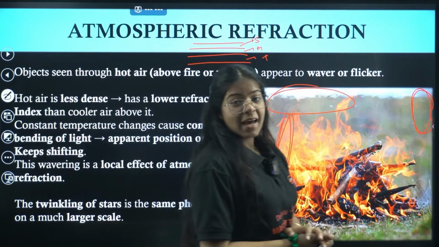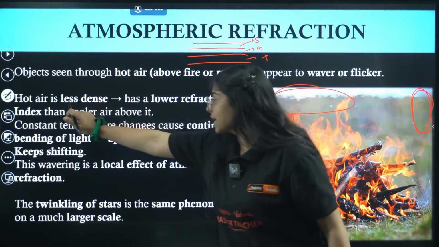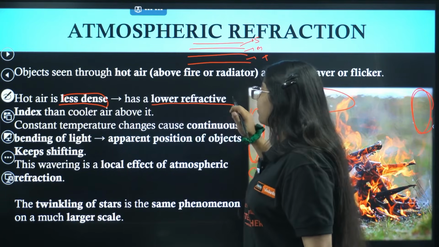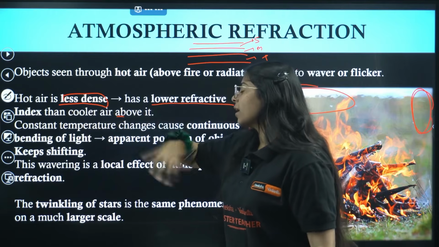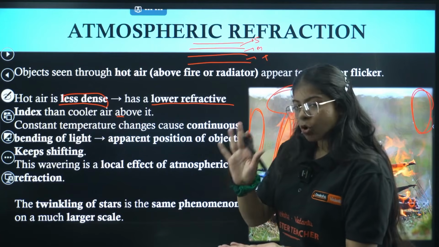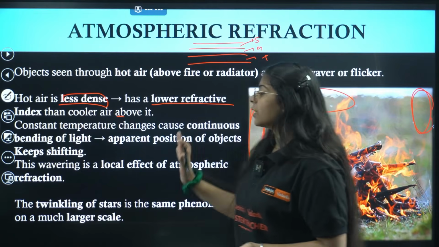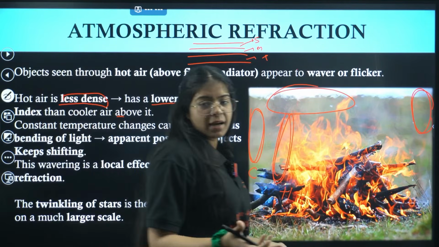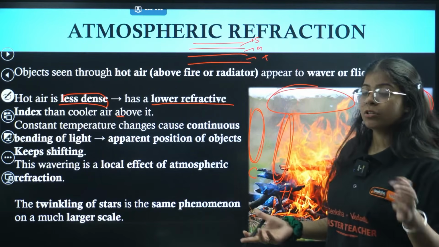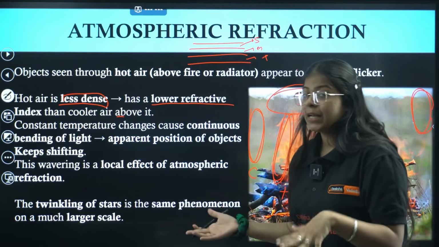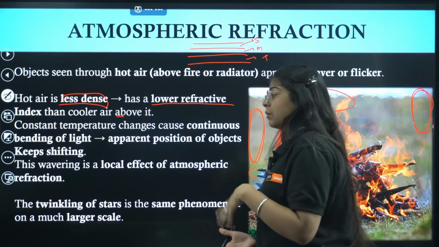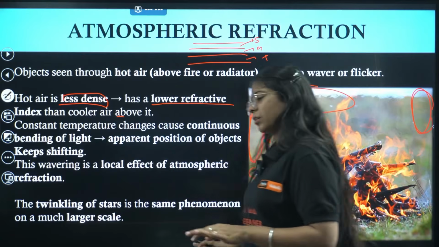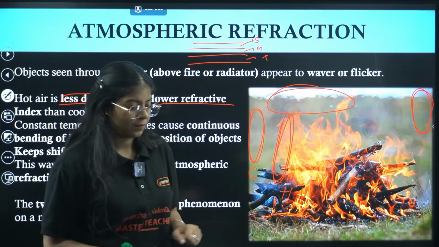So, why is it happening? Hot air is less dense. We know hot air is less dense and has a lower refractive index than the cooler air above it. So, temperature is constantly changing, which continues the bending of light, and if light keeps bending again and again, the apparent position of the light source keeps on changing, and this wavering is thus a local effect of atmospheric refraction.